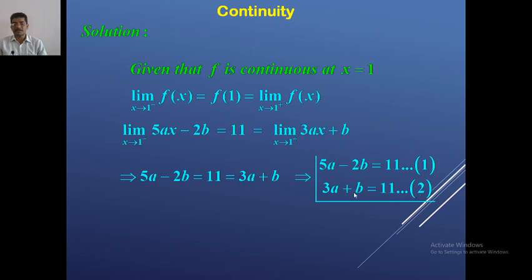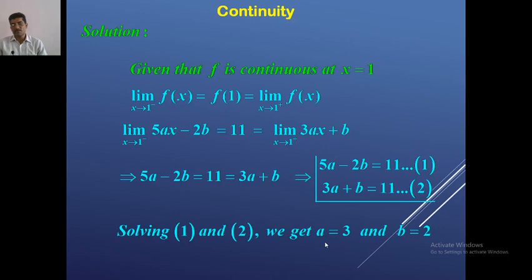These two equations are simultaneous equations in the unknown quantities a and b. Solving equations 1 and 2, we get the value of a equal to 3 and b equal to 2. Here, multiplying the second equation by 2 and subtracting, you get a equal to 3. Put the value of a equal to 3 in either equation 1 or 2, and you get the value of b.